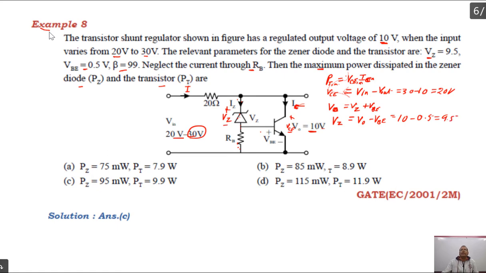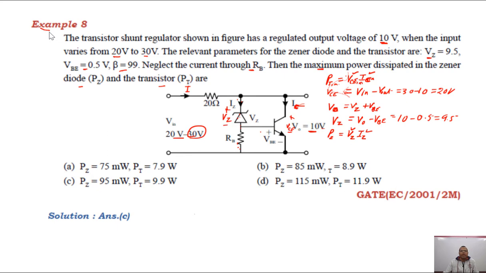We have to find the maximum power dissipated in the Zener diode and the transistor, right? The power dissipated in the Zener diode is nothing but the voltage across the Zener diode into the current through the Zener diode. We have calculated VCE and we have calculated VZ. Now we need to find the current through the BJT and the current through the Zener diode. Let us see how to find the current through the Zener diode.